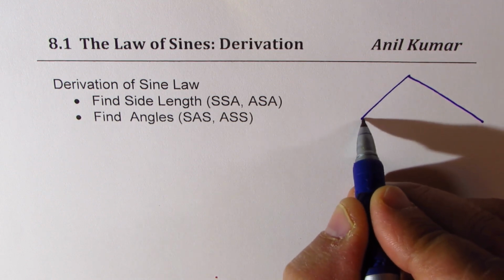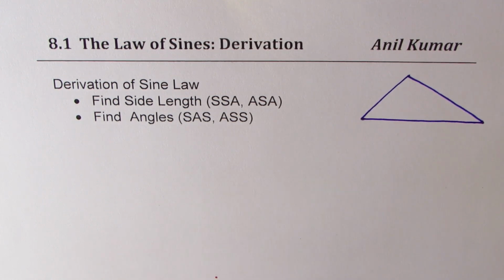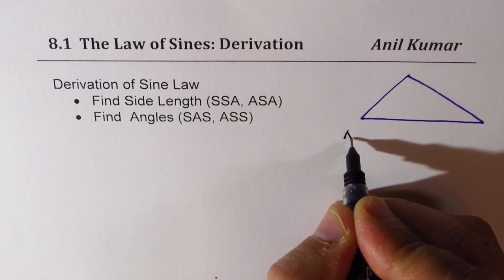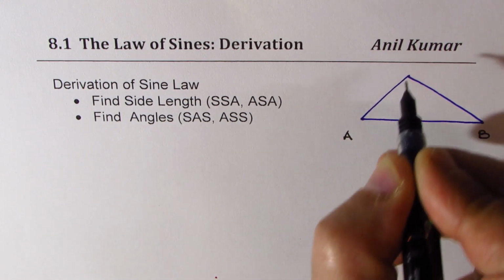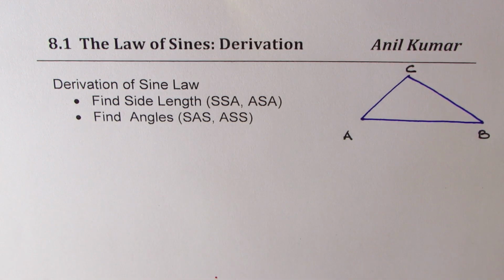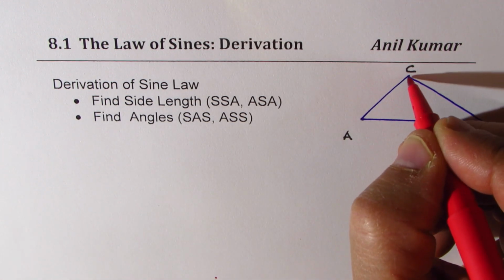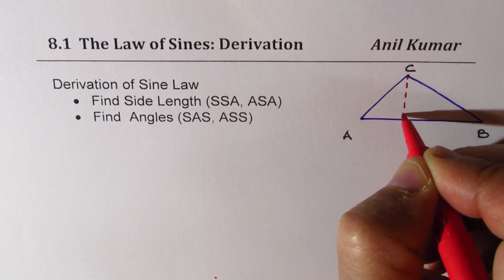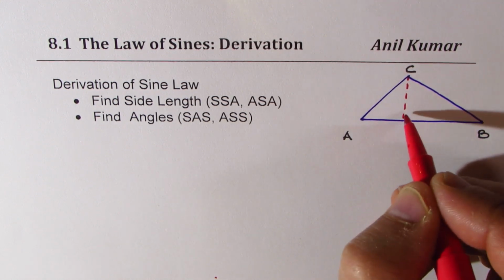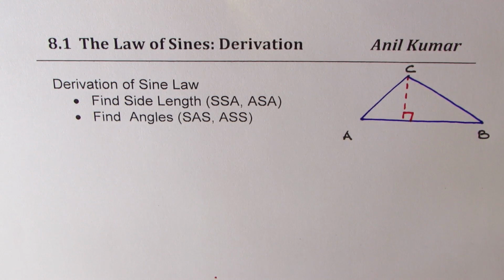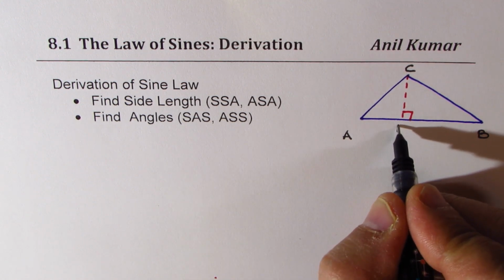So let's consider any triangle ABC. So here is our triangle ABC. We'll drop a perpendicular from C to AB. So that's the altitude, the perpendicular drawn from C to AB. Let's call this point D.